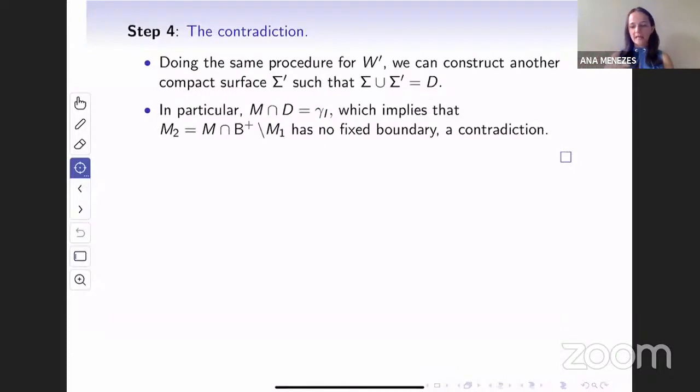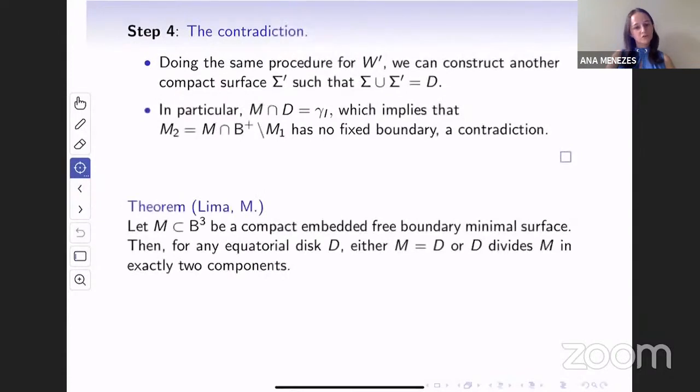And this implies that when we look at the intersection of our M with the disk D, we only see the fixed boundary. There is nothing else, right? So this means that any other component of M minus the disk, here denoted by M2, would have to have empty fixed boundary, could not get to the disk D. But as we said in the beginning of the proof, this is not possible by a simple application of the maximum principle, okay? So with this contradiction, we get the 2-piece result, okay?